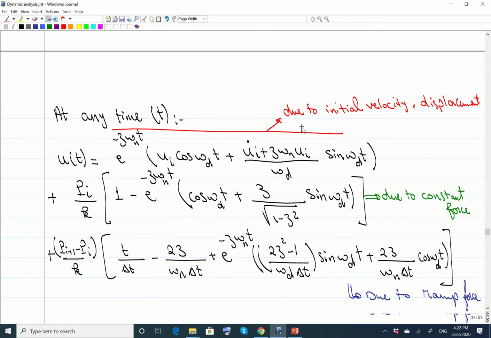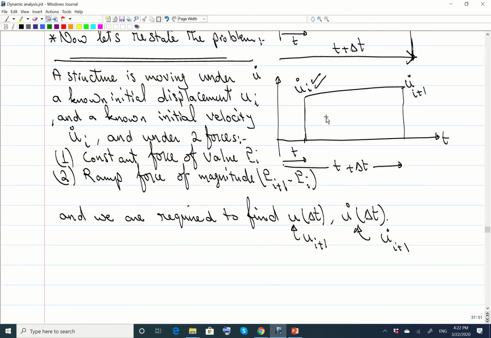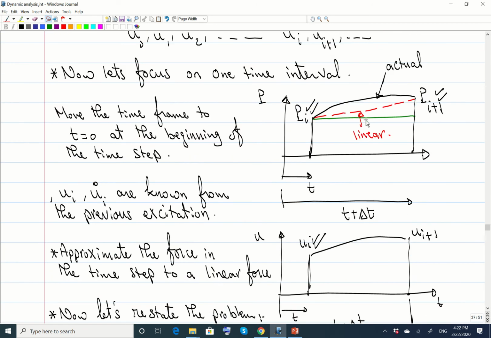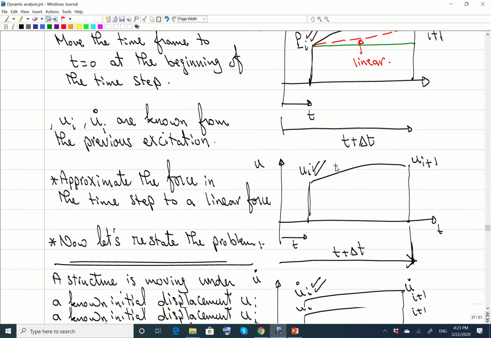Why am I putting p_i over here? Because I'm assuming that between t and t plus delta t, I have a constant force, and the constant force will be p_i. And what about the linear part over here? The height here is p_i plus 1 minus p_i. That's the difference. So the slope is going to be p_i plus 1 minus p_i divided by delta t. That's the slope.